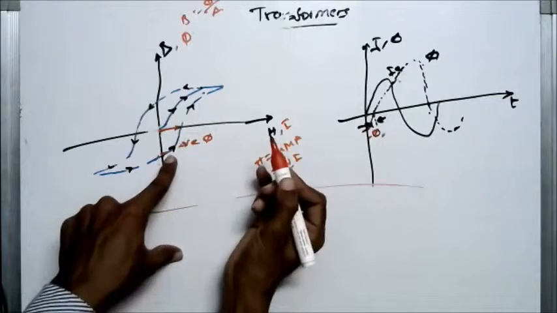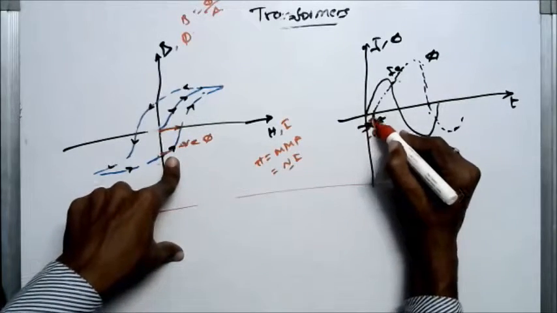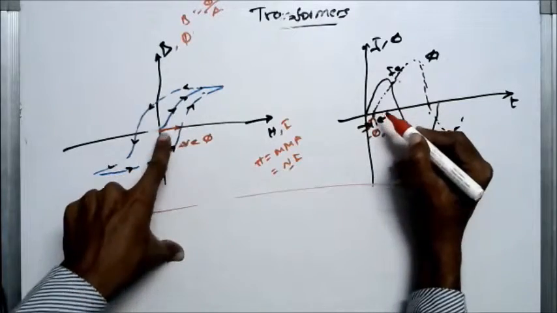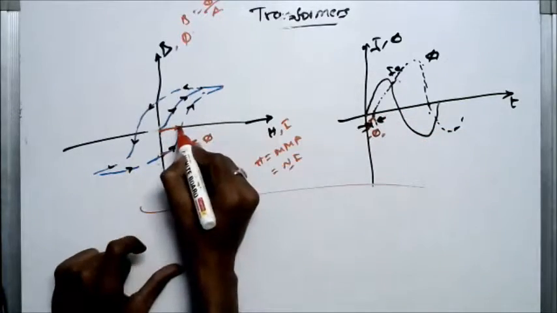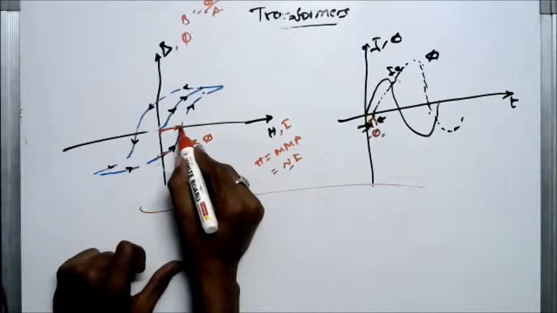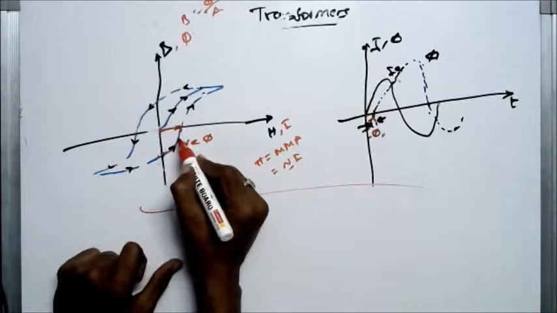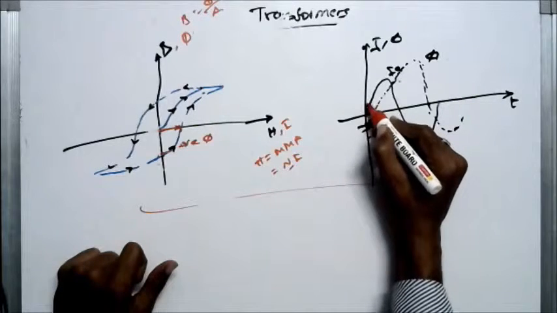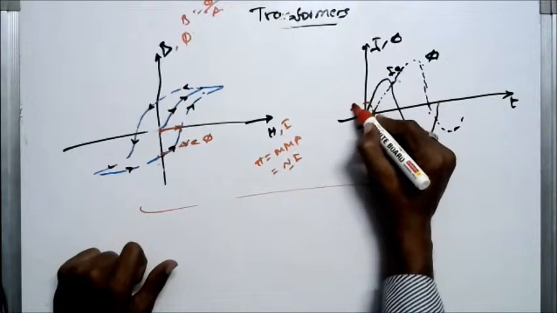So the phi value decreases and comes to 0 at the point of some I value. This is that I value. So here phi is equal to 0, but I is not equal to 0. See here, phi is equal to 0, but the I value is positive.